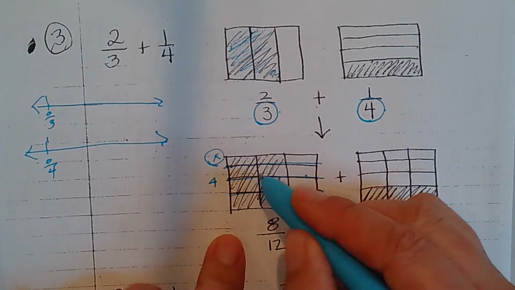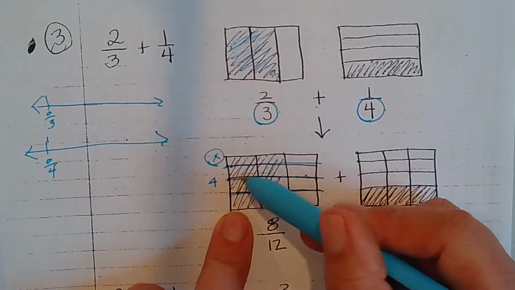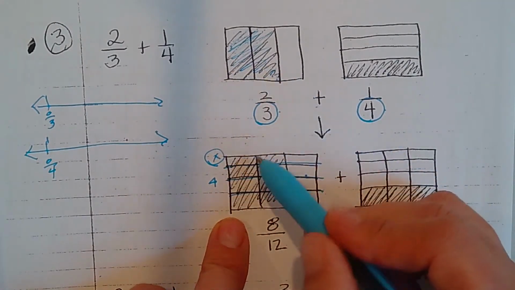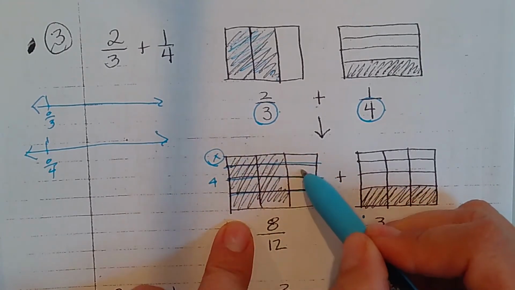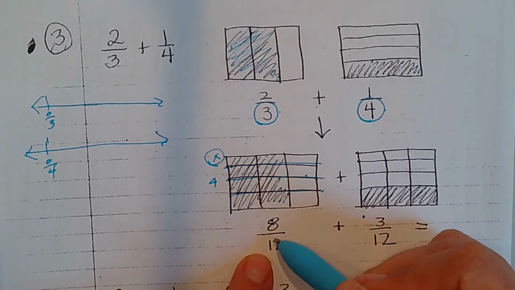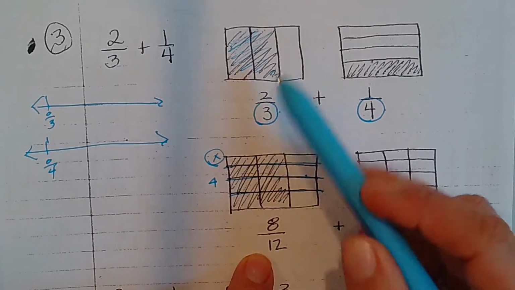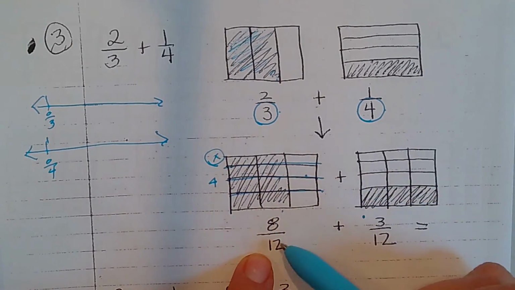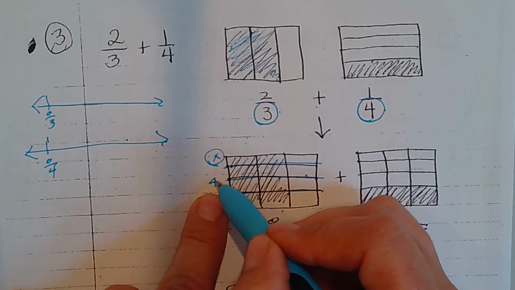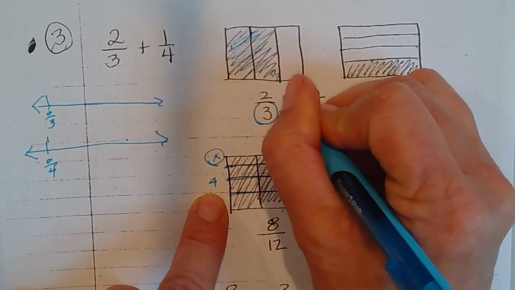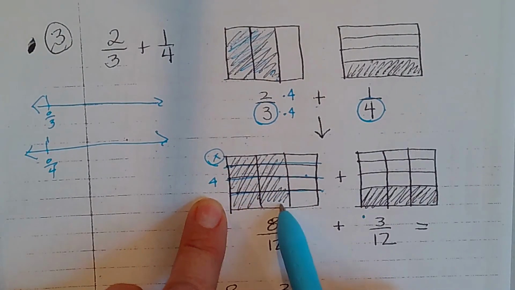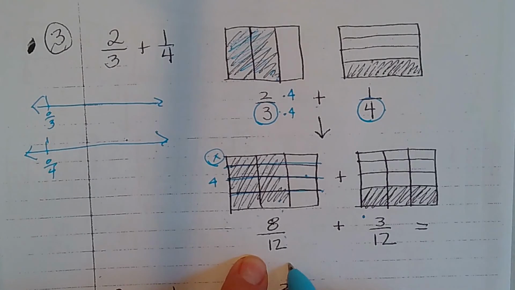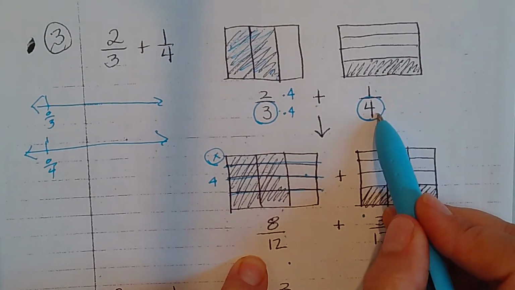All right, so now I still have 2/3. Look, I'm not taking up more space, but I do have 1, 2, 3, 4, 5, 6, 7, 8, 9, 10, 11, 12. I have 12 units altogether. And look, it's taking up the same amount of space, but now my units are 12ths. When I multiplied that by 4, now I have 1, 2, 3, 4, 5, 6, 7, 8. I have 8 12ths.